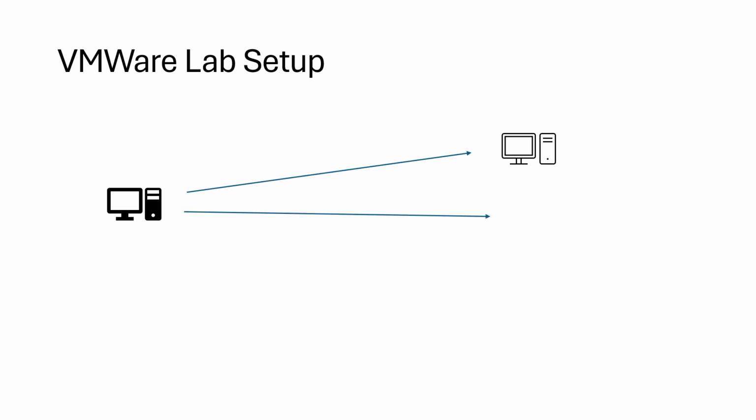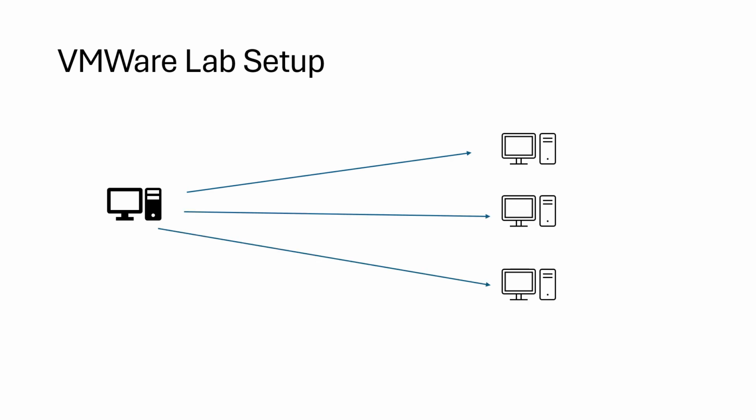And I'll be installing 3 different virtual machines. So I'll be using the first 2 as domain controllers in Active Directory, and the third one's going to be a Windows 11 workstation that I'm going to be joining into the Active Directory domain. So let's go ahead and get started.